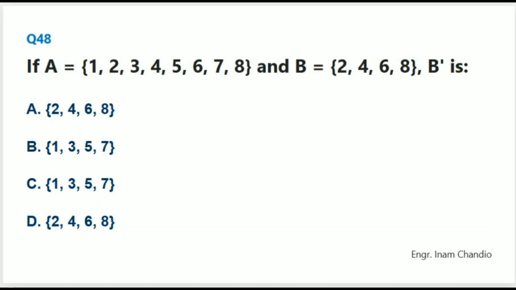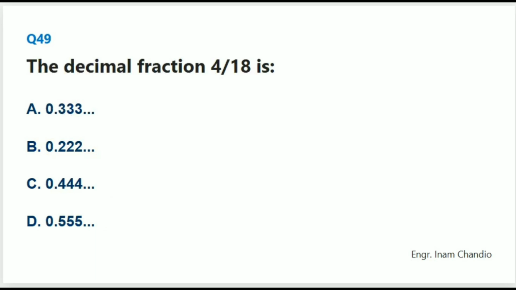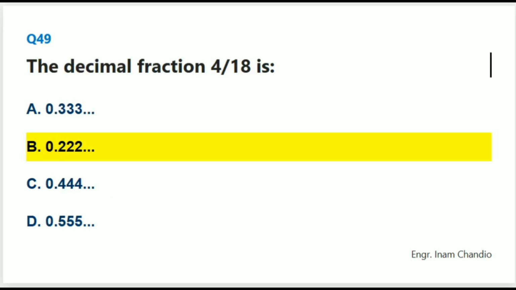If A equals 1, 2, 3, 4, 5, 6, 7, 8 and B equals 2, 4, 6, 8, B is. The correct answer is B. 1, 3, 5, 7. The decimal fraction 4/18 is. The correct answer is B. 0.222.